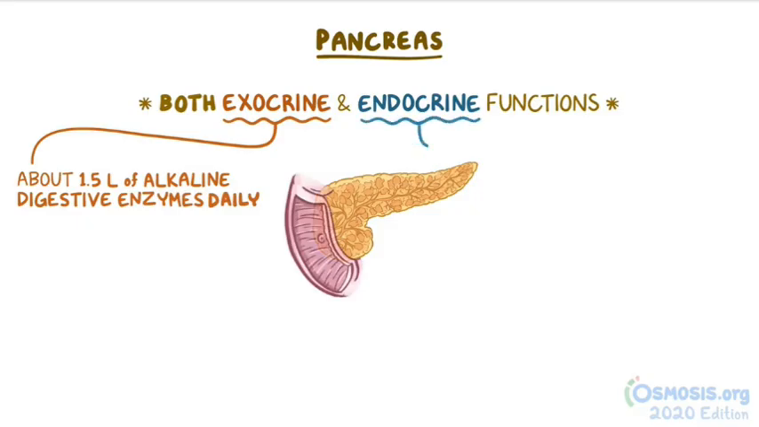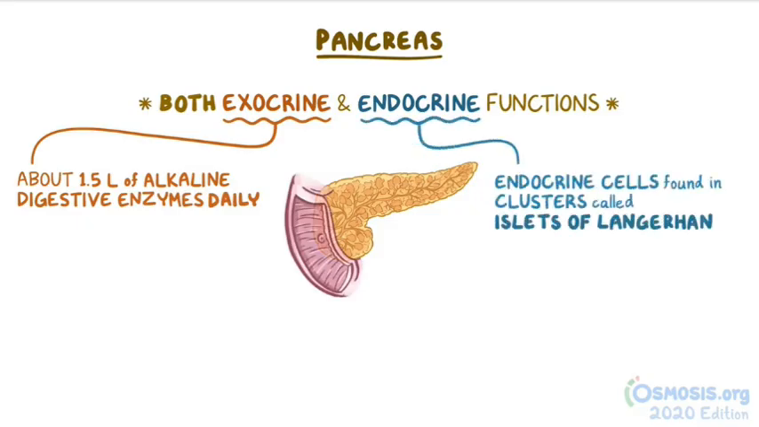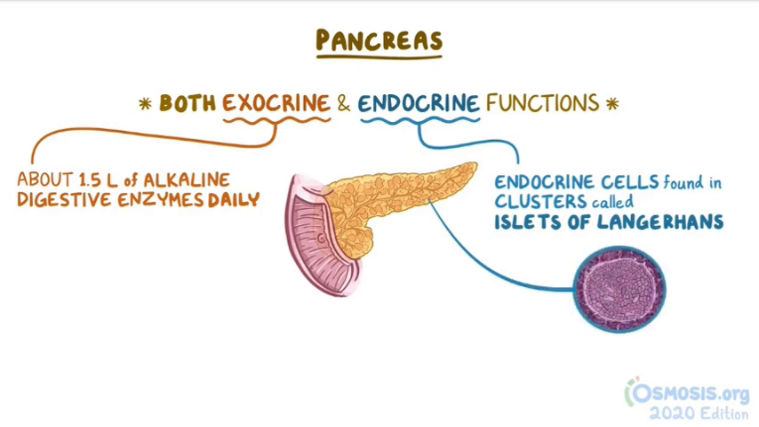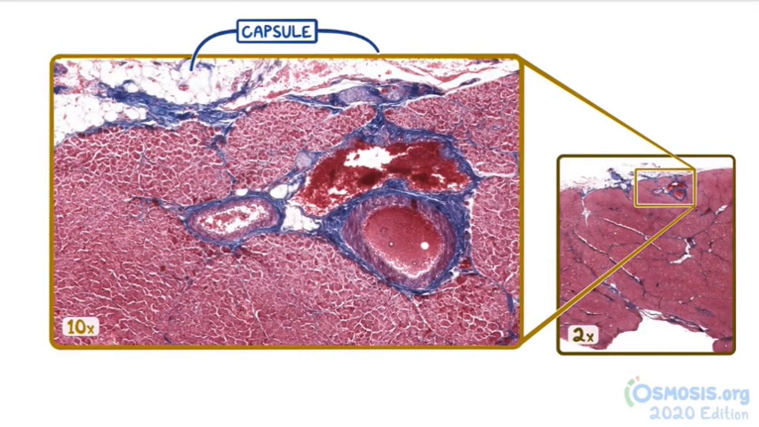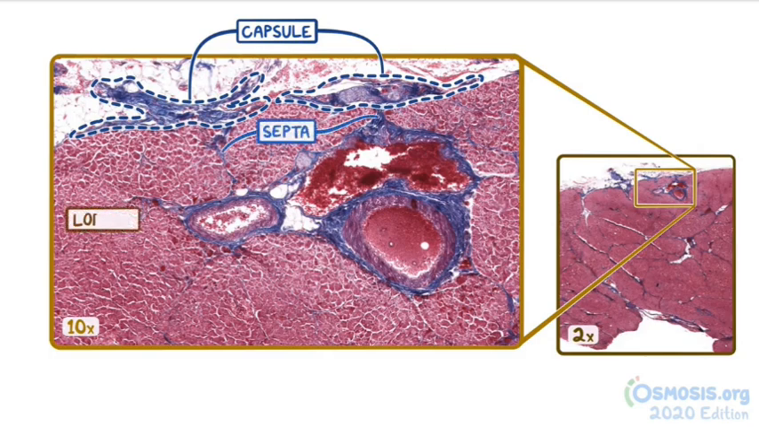The pancreas also contains small endocrine cells found in clusters, called islets of Langerhans, which typically stain lighter than the pancreatic tissue around it. The pancreas has a thin collagenous capsule that surrounds the entire pancreas, although only portions of it can be seen in this image. The capsule also extends into the pancreas as septa, forming lobules.